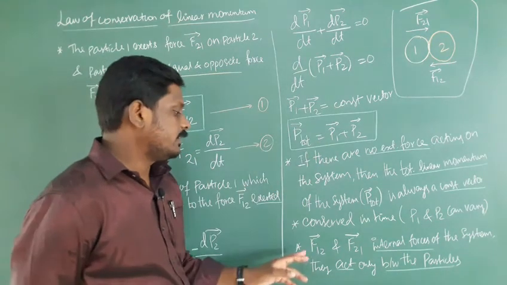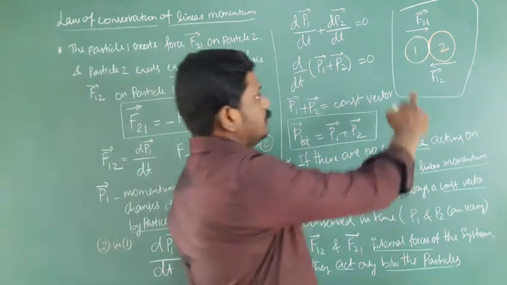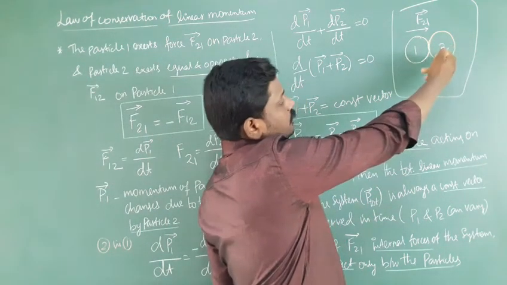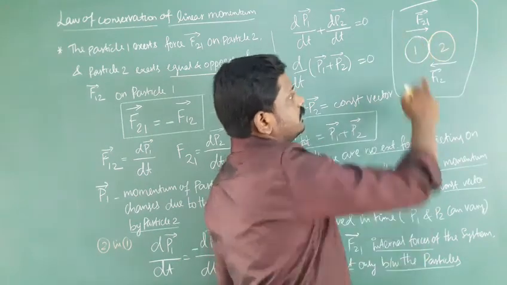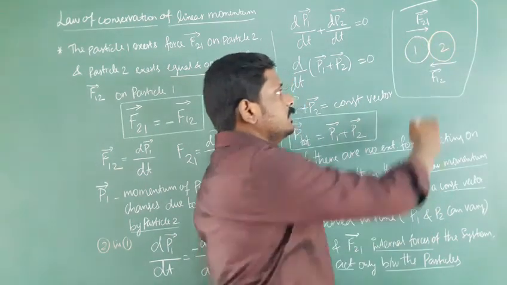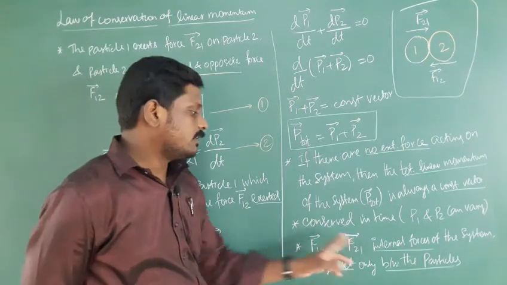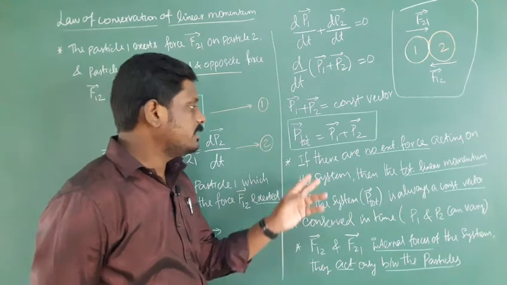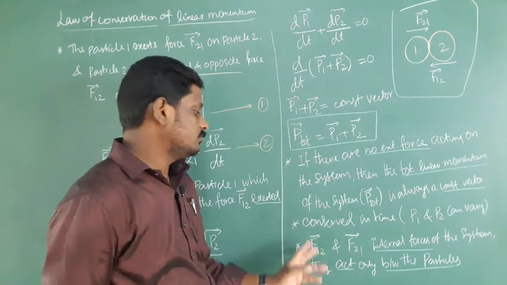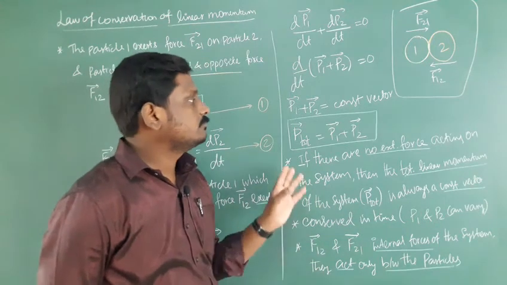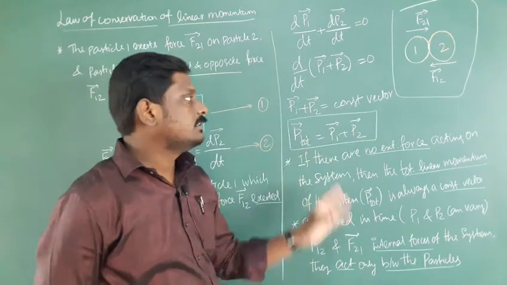The forces F12 and F21, that particle 1 exerts on 2 and particle 2 exerts on 1, are internal forces. They do not change the total momentum because no external force acts from outside. So the total linear momentum, a constant vector, is conserved.